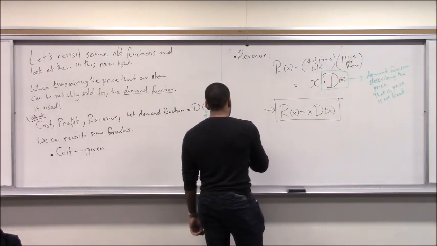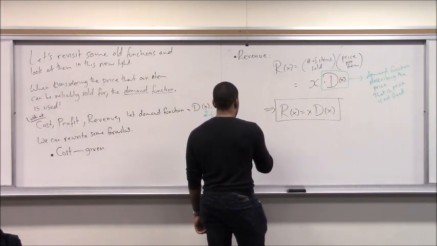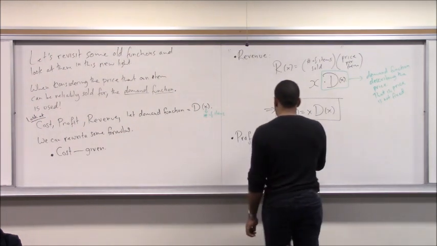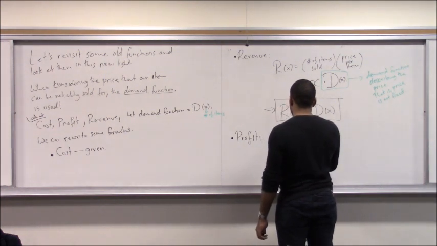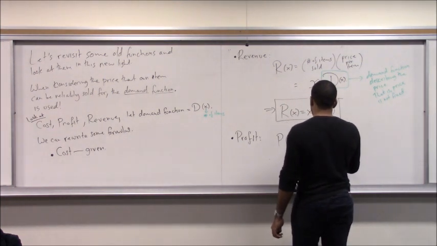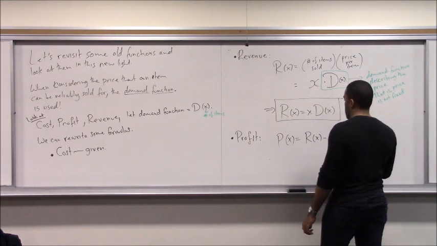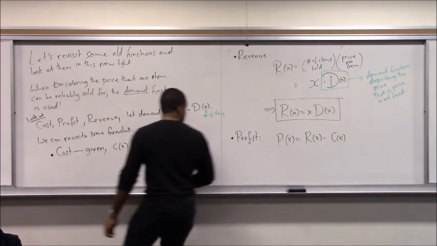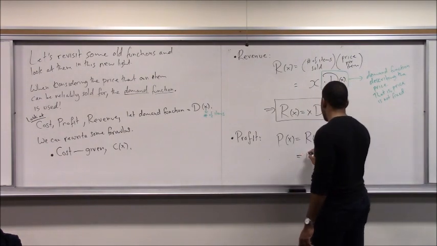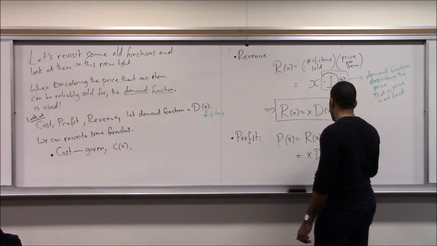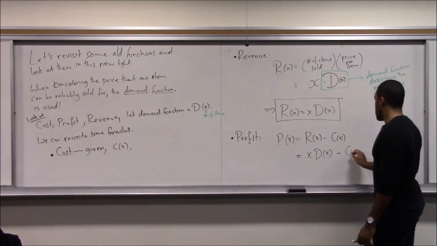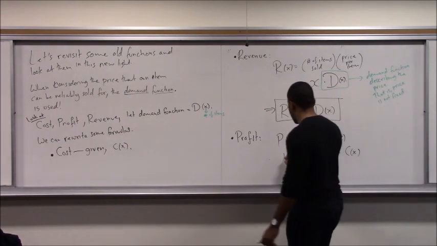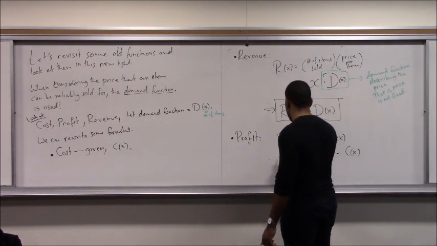Of course, profit will also change, because we know that profit is equal to revenue minus cost. So this is your cost function, c of x. And so this we could rewrite as x times the demand function minus the cost function. We can look at that as the profit function.